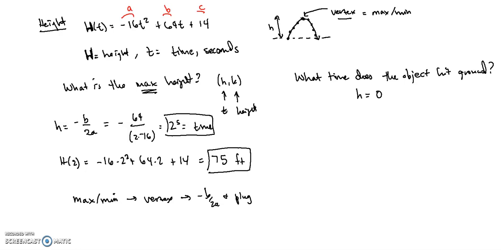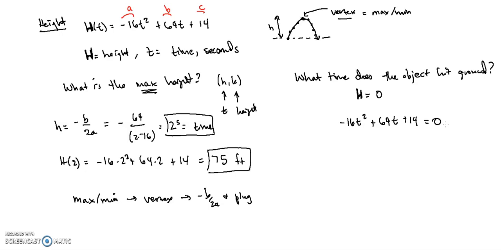So that means that you're going to set this whole capital H height. Okay, the ground is where height is equal to 0. So you're going to take this whole thing and you're going to set it equal to 0, and you're going to solve.